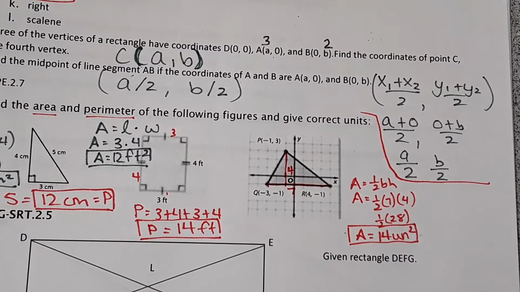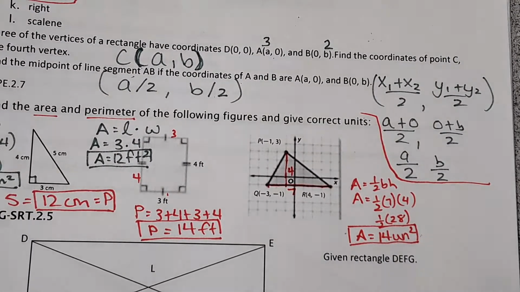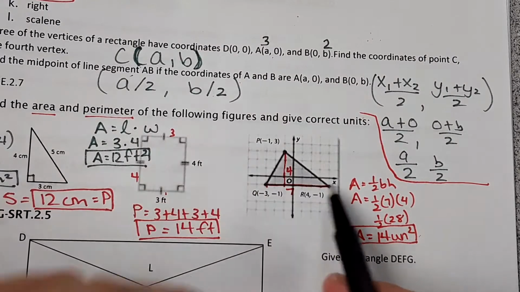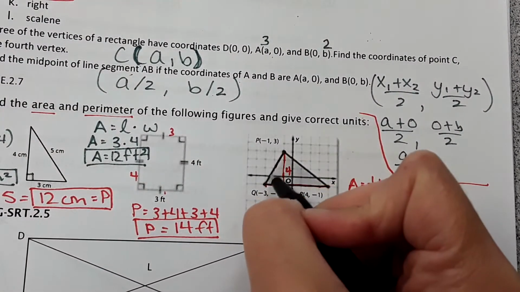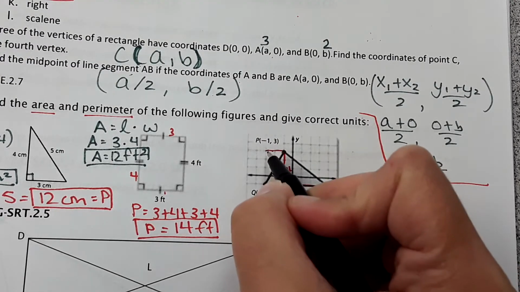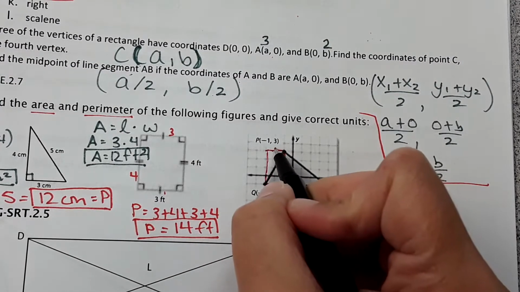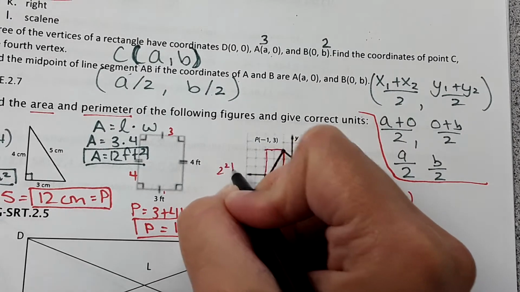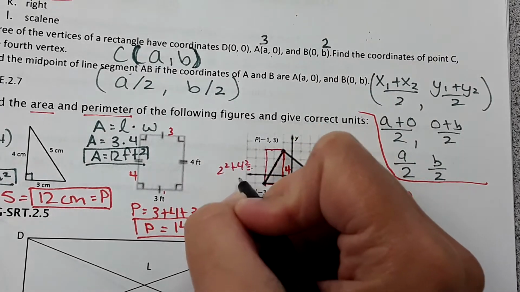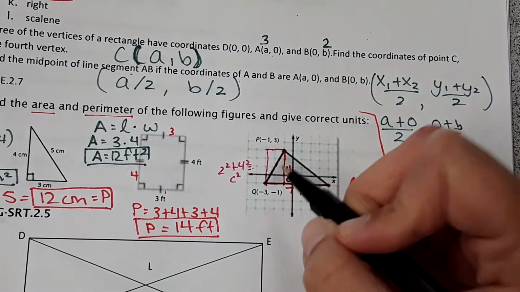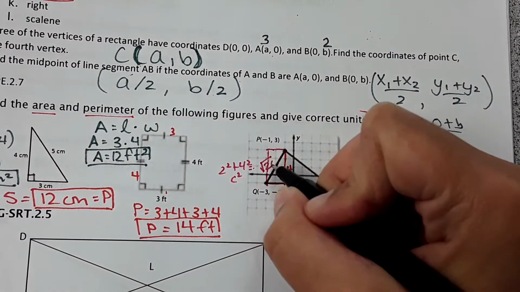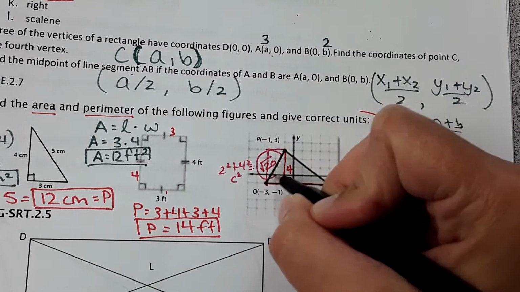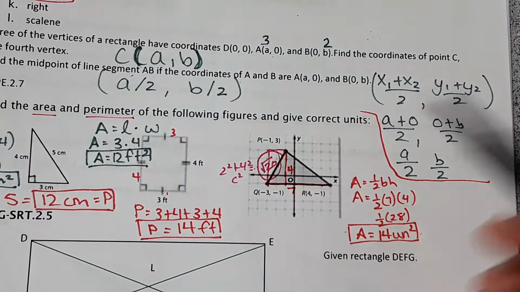Then we have to find perimeter. Perimeter is the length of all the sides added up. Here we know that this length is 7. To find the length of this side though, we have to use Pythagorean Theorem. It's 2 squared plus 4 squared equals c squared. So 4 plus 16, square root of 20. No, it's not 10 though. Square root of 20 is that length there.